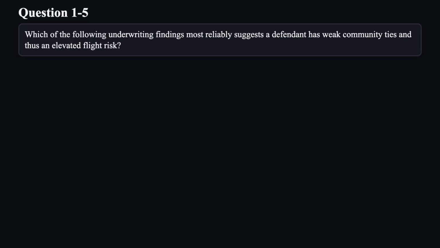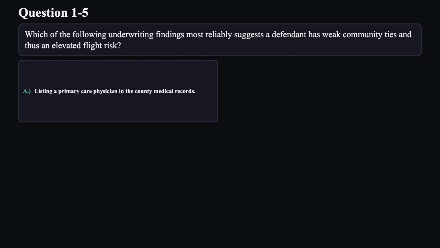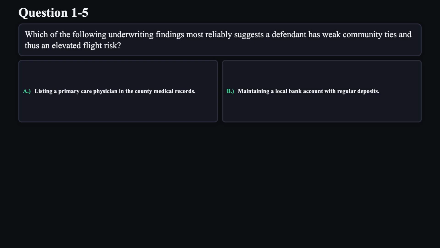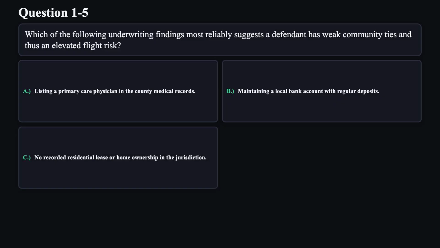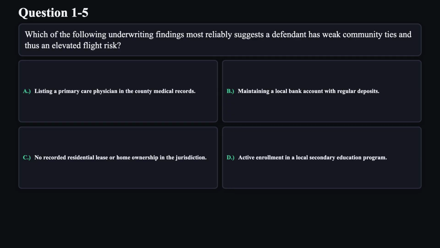Question 5. Which of the following underwriting findings most reliably suggests a defendant has weak community ties and thus an elevated flight risk? A. Listing a primary care physician in the county medical records. B. Maintaining a local bank account with regular deposits. C. No recorded residential lease or home ownership in the jurisdiction. D. Active enrollment in a local secondary education program.